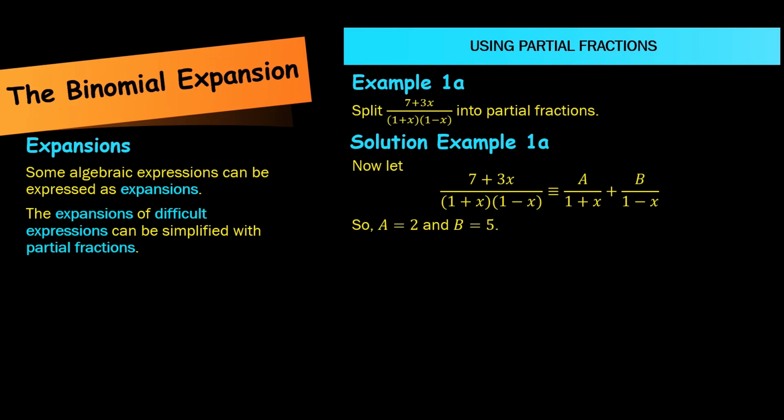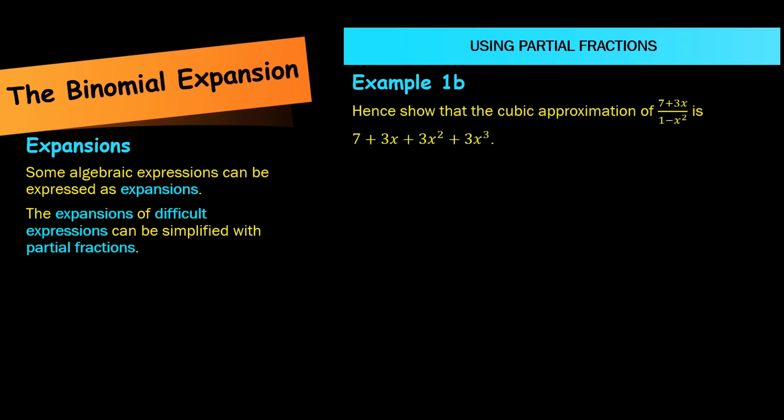We now have our values of a and b, and we simply plug those in as shown to give us this expression for 7 plus 3x all over 1 plus x times 1 minus x. Now let's take a look at part B. We are required to show that the cubic approximation of 7 plus 3x all over 1 minus x squared is as shown on your screen.